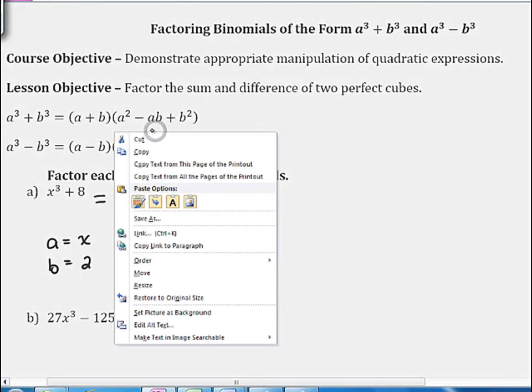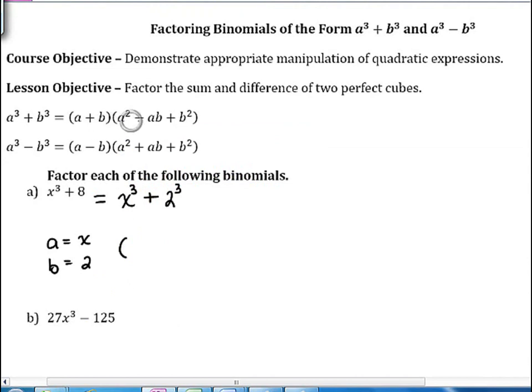And then we can just follow this formula up here for the sum of two perfect cubes. The first parentheses is going to be a plus b. So for us, that's going to be x plus 2. And then in the second set of parentheses, we have a squared. So we want to square whatever a is, and our a is x, so that's going to be x squared. Then we have to change our sign, so it's going to be minus. Then multiply a and b together, and x times 2 is 2x. And then the last term is always positive, and it's your b, and you have to square it. And 2 squared is 4.